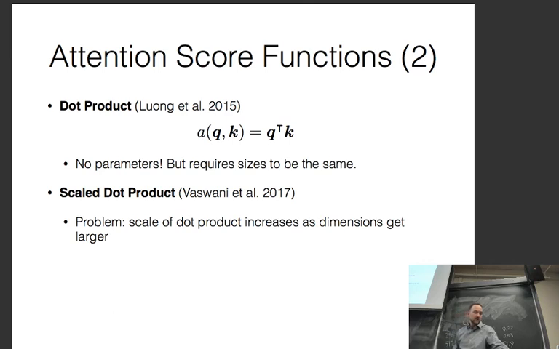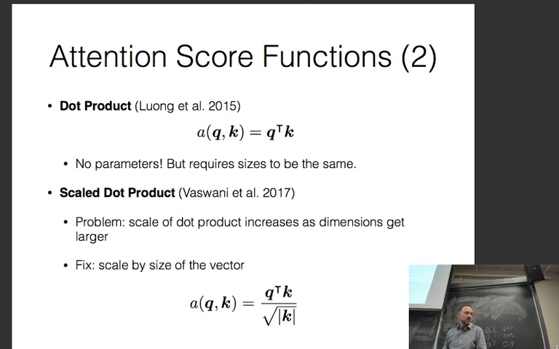So the idea behind this is you just do a simple thing where you scale it by the size of the vector, where you divide by the square root of the size of k. They just say they do this. I think they probably had a reason why it was square root, maybe corresponding to the variance or something. But this apparently works pretty well and makes the dot product competitive with the MLP. So if you're doing dot product attention, I'd recommend maybe doing this.